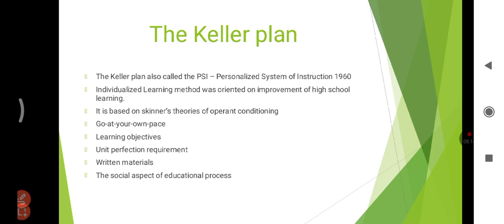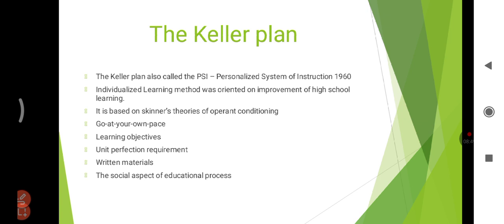Then the next heading is Keller plan. This is also a learner centered method. The Keller plan is also called the PSI. PSI means personalized system of instruction. It was introduced by Keller in the 1950s. The Keller plan is the PSI, the personalized system of instruction. It was used as a method in the 1960s.